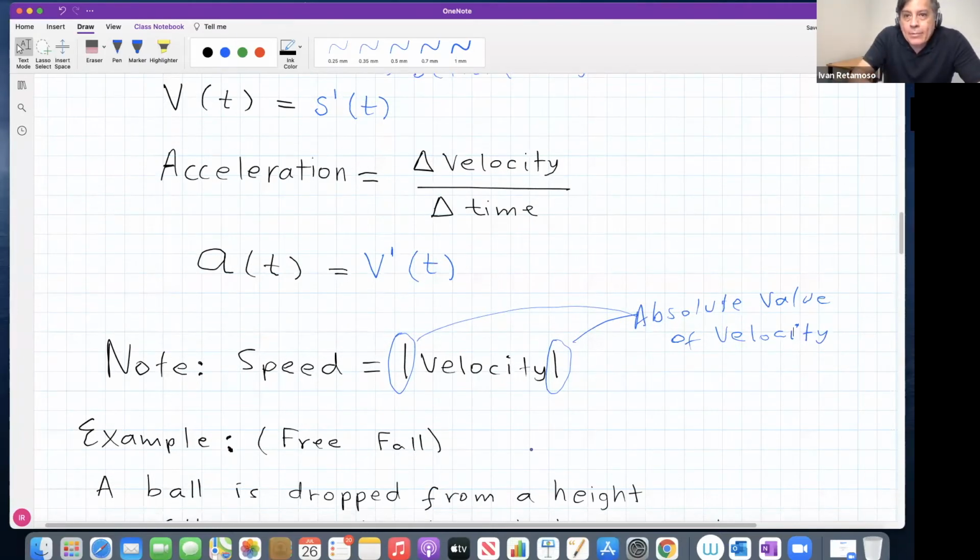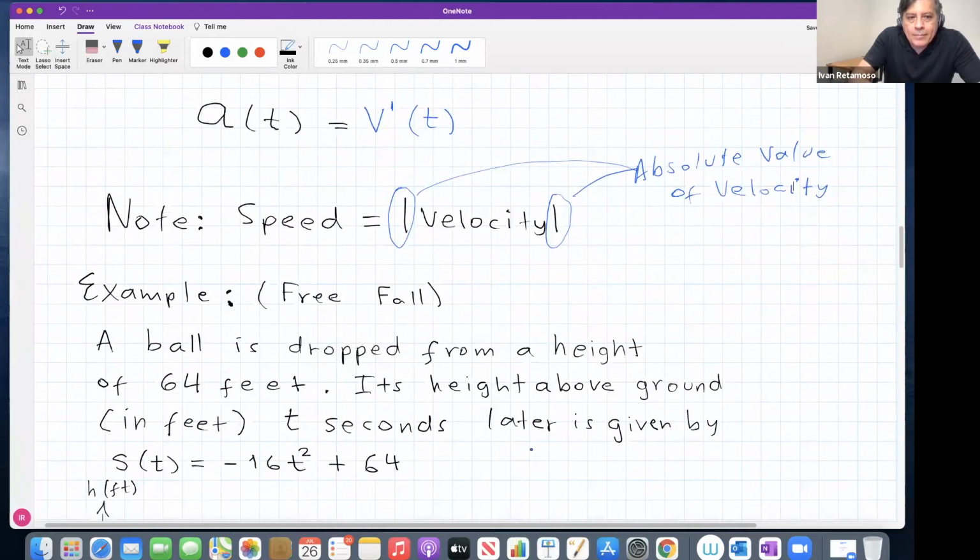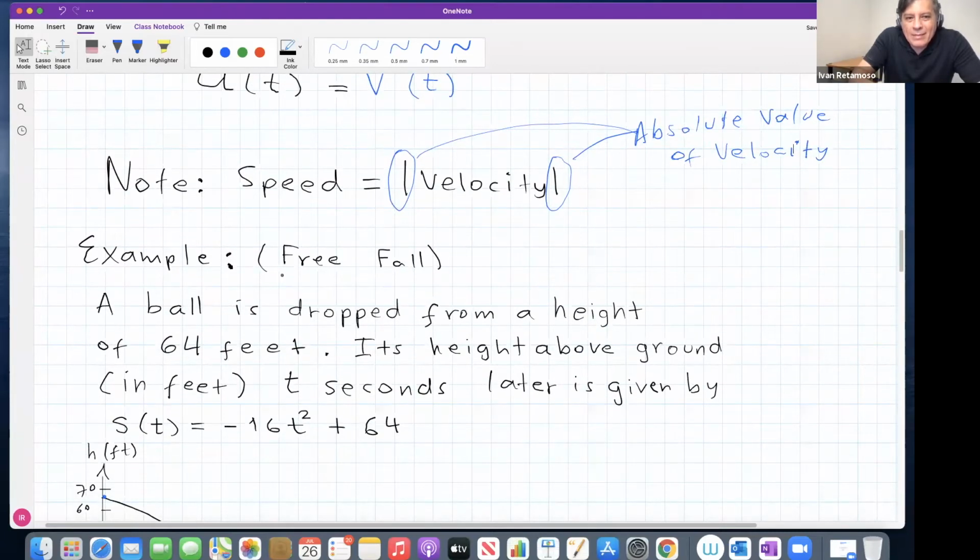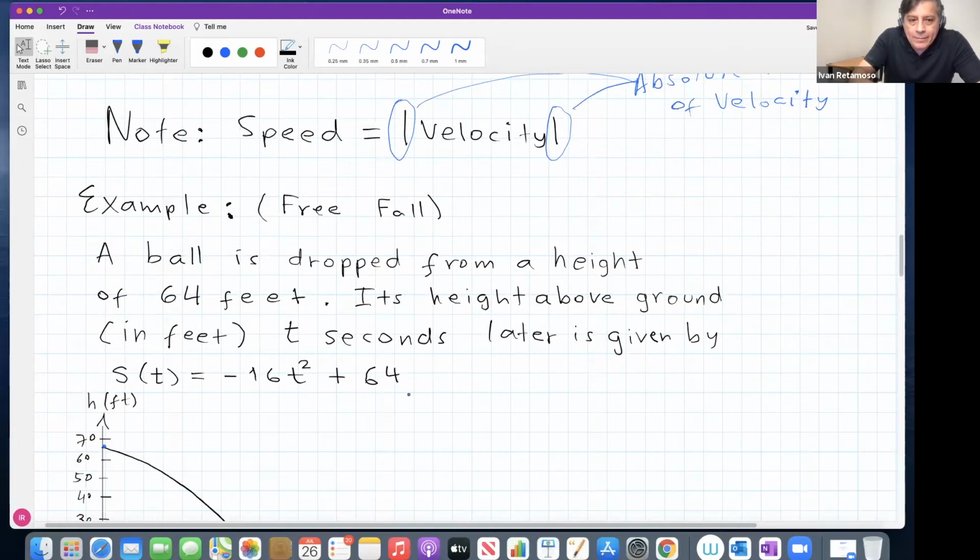So now, let me give you this example for you to understand how this works. It's related to free fall. A ball is dropped from a height of 64 feet. Its height above ground in feet, t seconds later, is given by this position function: s of t equals negative 16 t squared plus 64. Physicists figure this out by experimentation, by comparing height over time. The position function is given, okay?